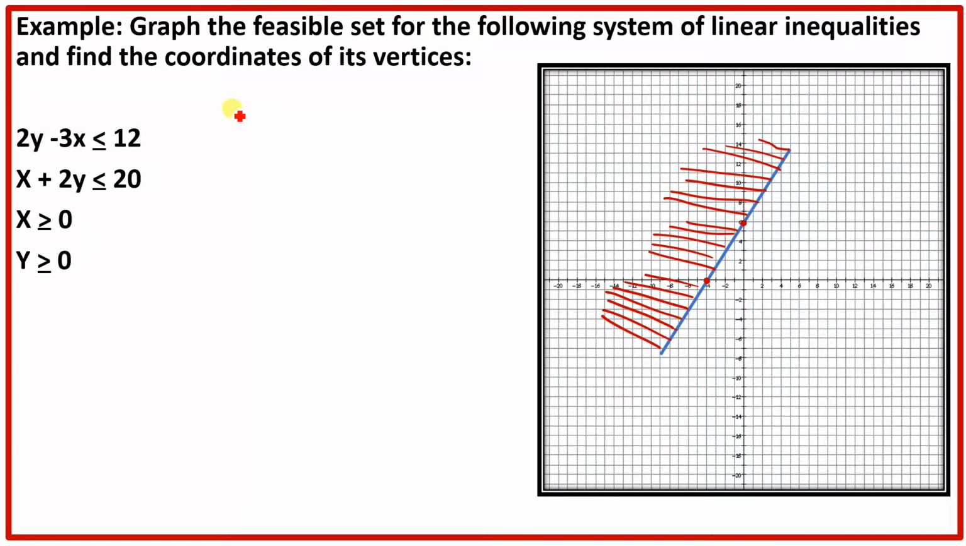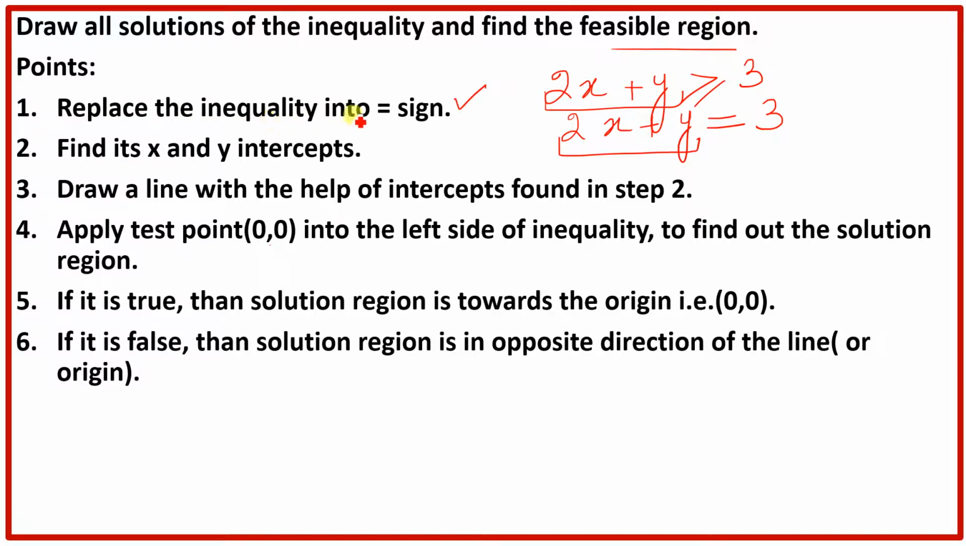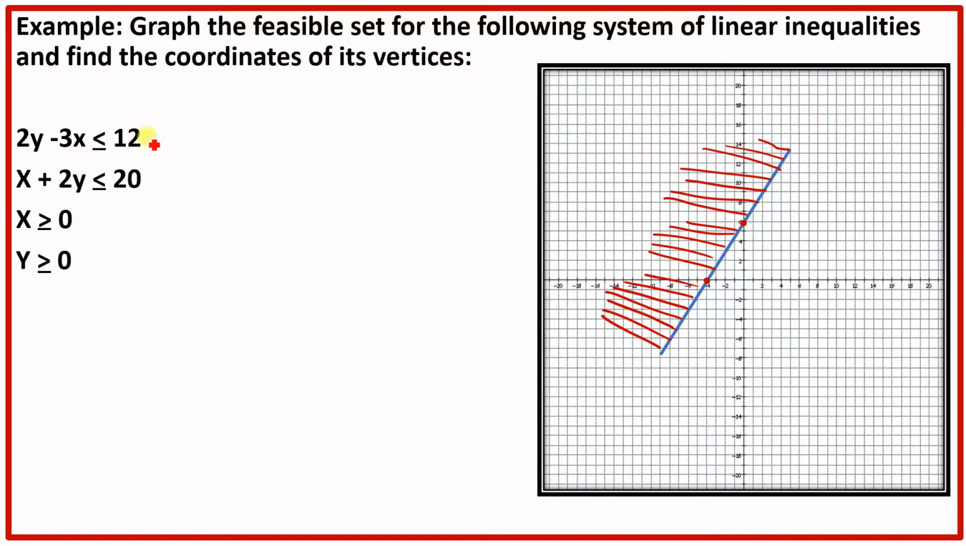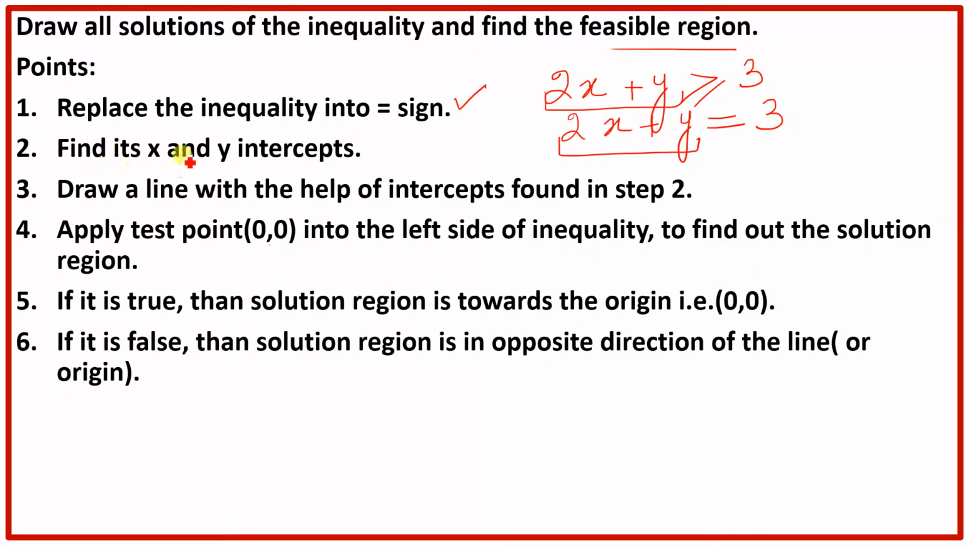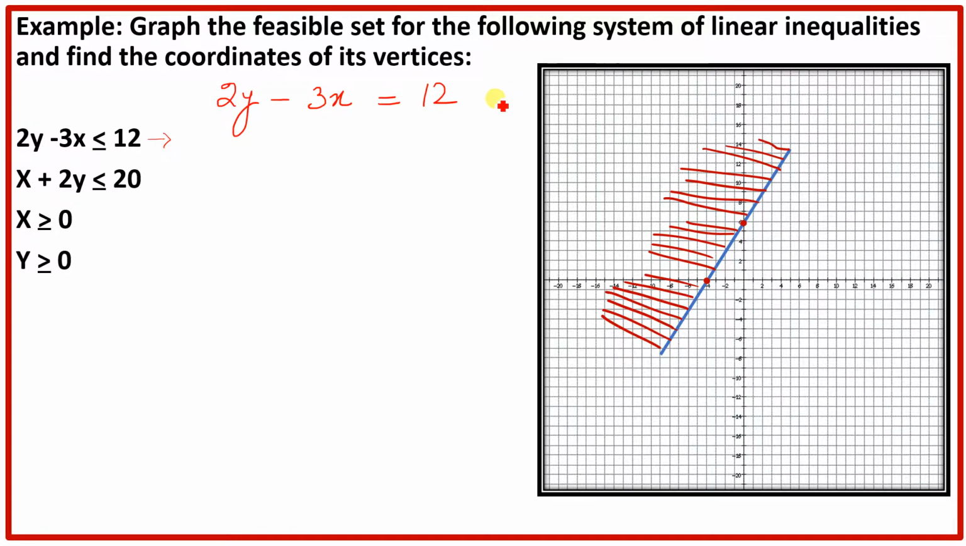So what is the first point? The first point is that you have to replace the inequality with an equal sign. So it will be 2y minus 3x equals 12. The second step is to find the x and y intercepts. For the y-intercept, we put x equal to 0. Putting x equal to 0 here, it will be 2y minus 3 times 0 equals 12. So 2y equals 12, or y equals 6.